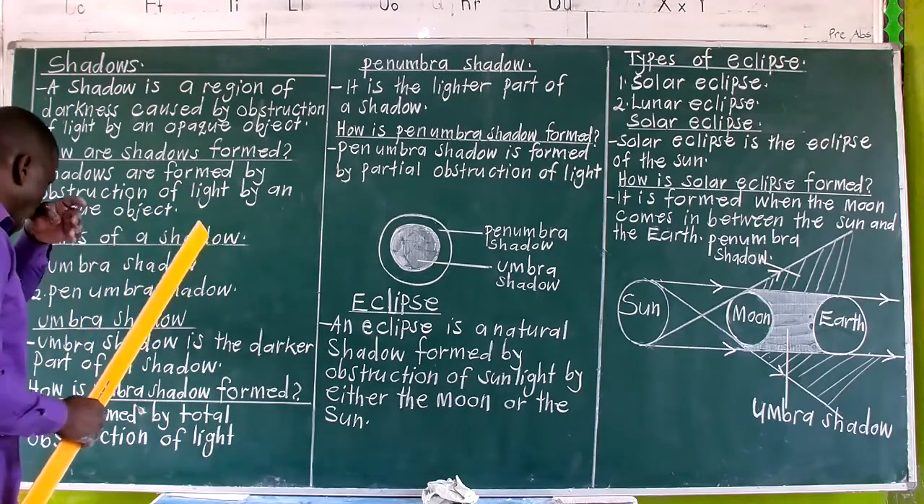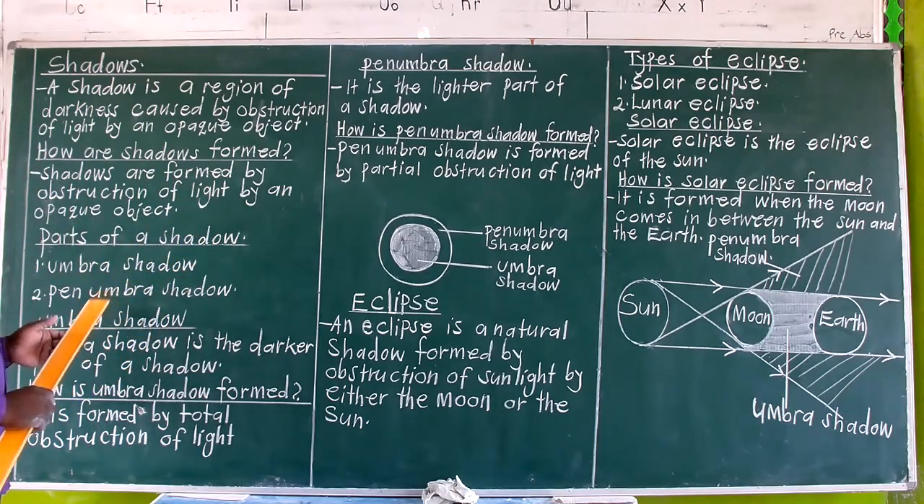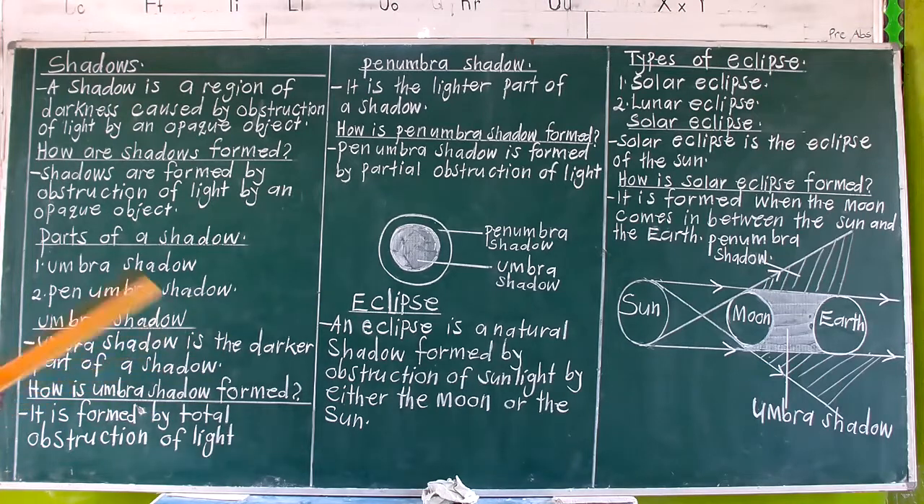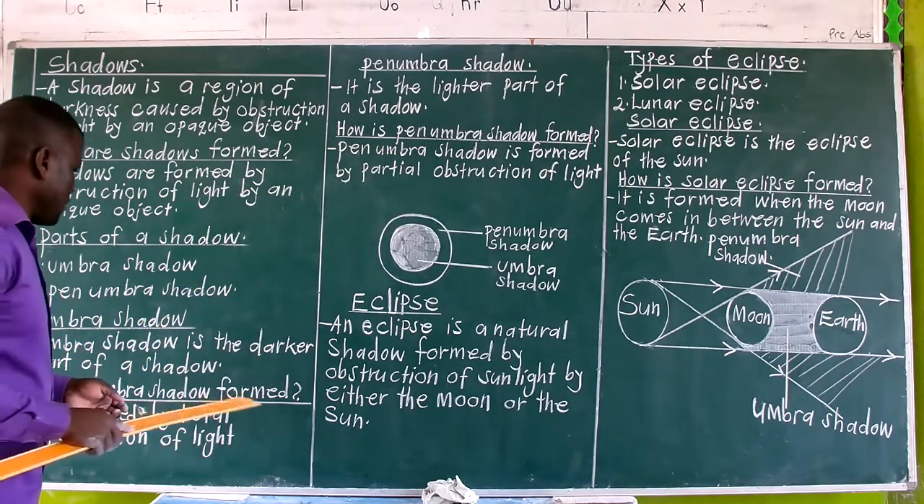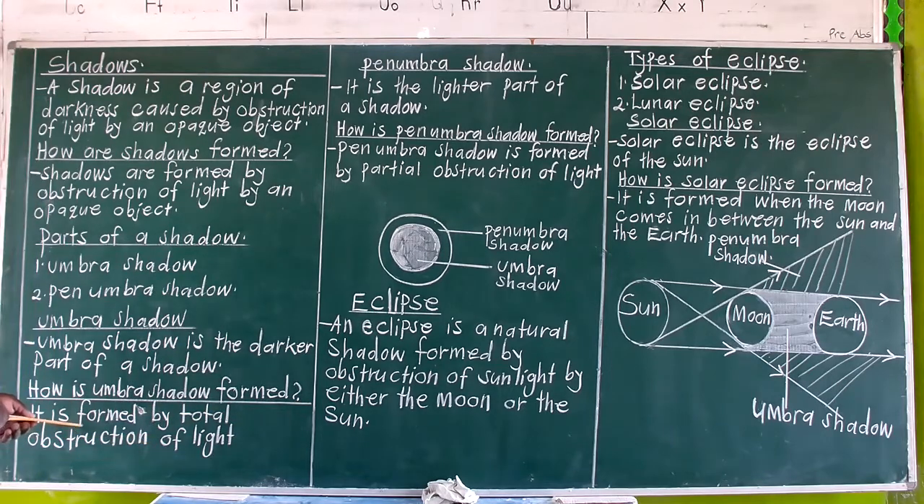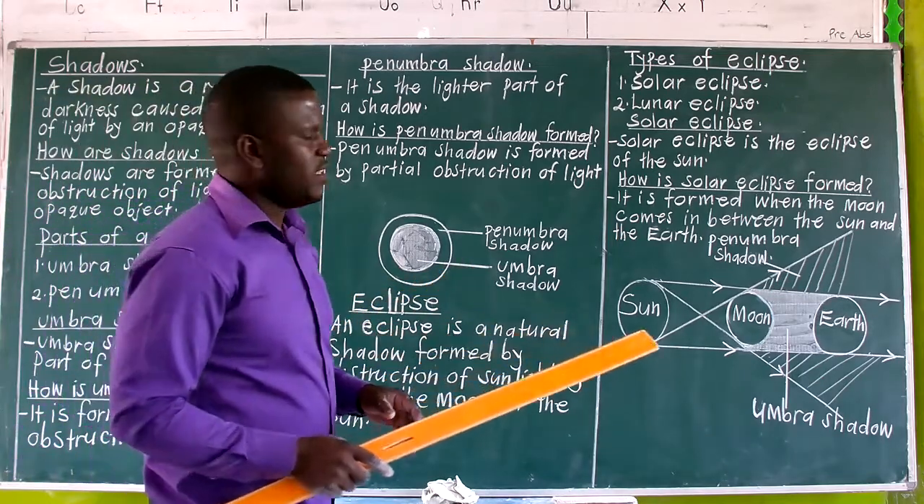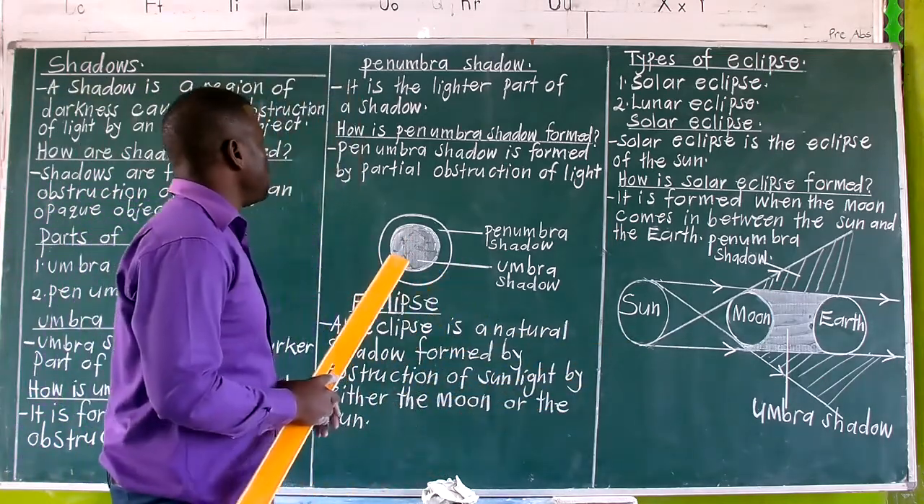Parts of a shadow, we have umbra shadow, penumbra shadow. Those are the two parts of a shadow. Umbra shadow is the darker part of a shadow. And how is umbra shadow formed? Umbra shadow is formed by total obstruction of light. When all light is blocked or obstructed, umbra shadow will be formed.